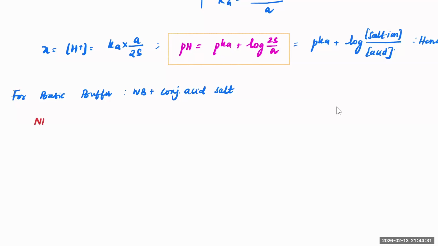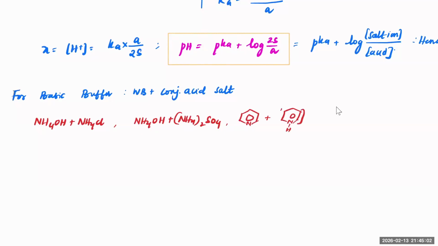Here the examples are very few, like NH4OH is a weak base. NH4Cl is the conjugate acid of that particular base. Or NH4OH plus, let's say, ammonium sulfate, these kinds of combinations. So these are all weak basic buffers. Or you can take pyridine plus pyridinium chloride, plus Cl minus, chloride, bromide, iodide, anything. These combinations are all basic buffers.